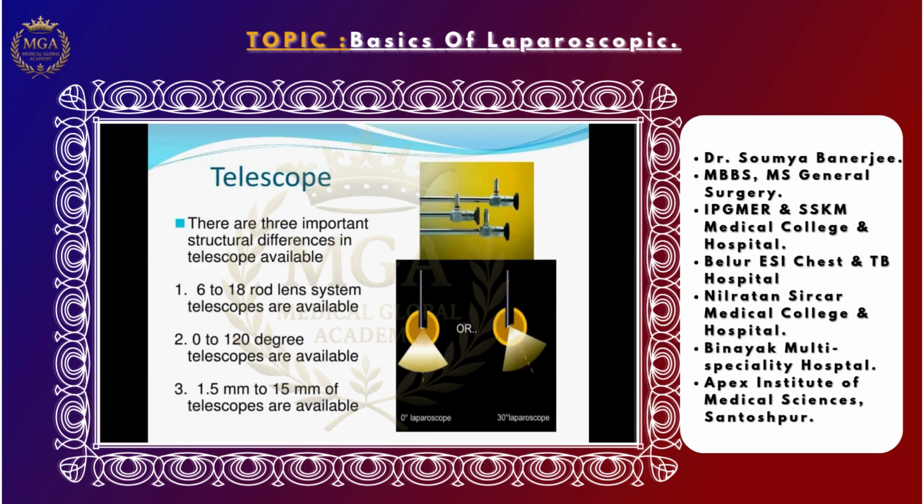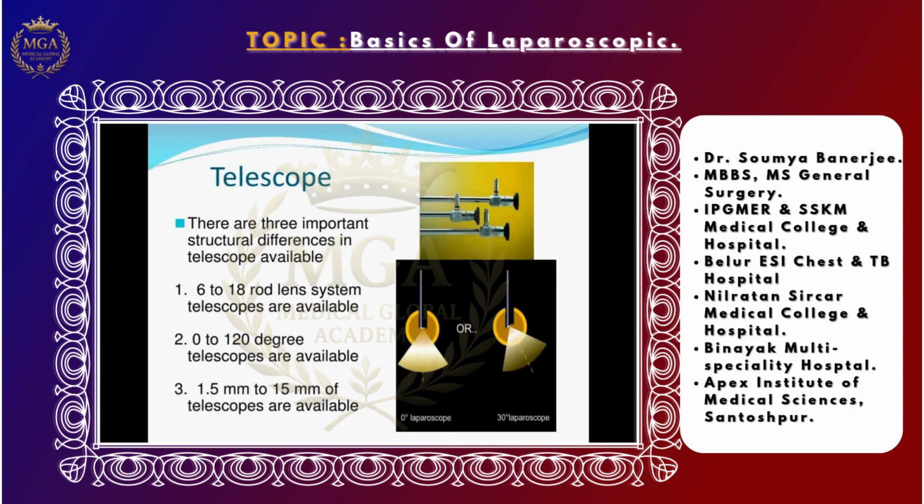Telescope, okay? There are three important structural differences in the telescope. In the image given above, these are the posterior portion of the telescope, and in this posterior portion you can see that there is a jack, right? This jack is basically connecting with the light source, right? We get the light from that source only.